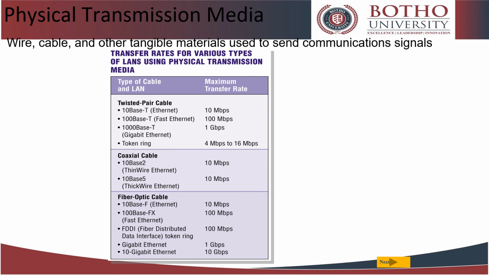Guided transmission media are cables like twisted pair cables, coaxial cables, and fiber optic cables. Unguided transmission media are wireless, such as infrared, radio waves, and microwaves.